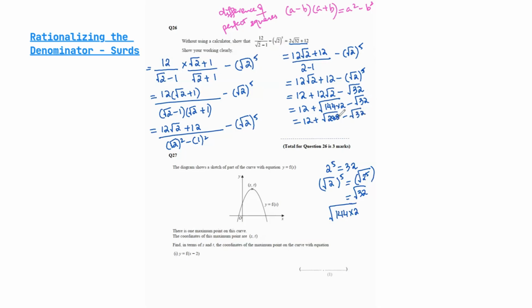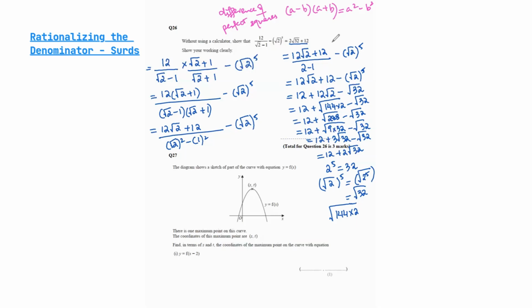We need to rewrite 288 in terms of 32 so that we can combine the surds. So let's see, is 288 divisible by 32? Yes, it is. 288 is 32 times 9. So we can rewrite this as 12 plus root of 9 times 32, minus root 32. So now 9 can come outside as 3 because 9 is a square number and square root of 9 is 3. So 3 root 32 minus root 32, which is 12 plus 2 root 32, exactly what's given in the question.